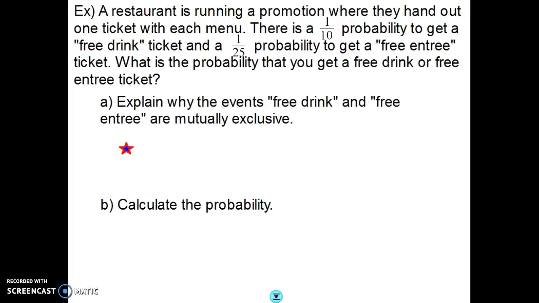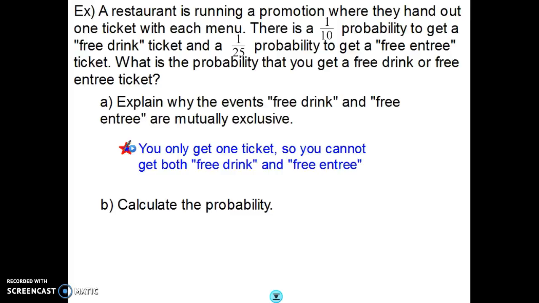Another example. A restaurant is running a promotion where they hand out one ticket with each menu. There is a 1 out of 10 probability to get a free drink ticket and a 1 out of 25 probability to get a free entree ticket. What is the probability that you get a free drink or free entree ticket? So first of all, why are these exclusive events, getting a free drink and a free entree ticket? Again, similar explanation. You only get one ticket, so you can't possibly get both free drink and free entree. There's no overlap between. You get one or the other, which means that we get to use our relatively simple formula.